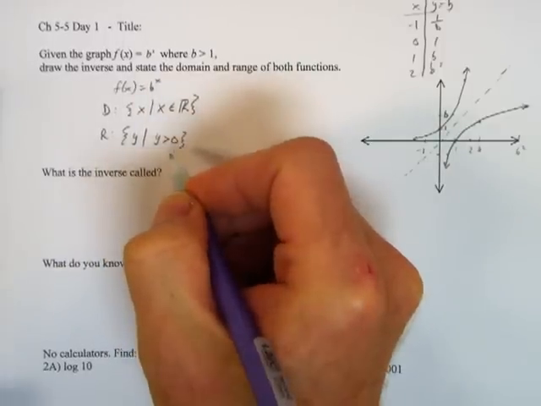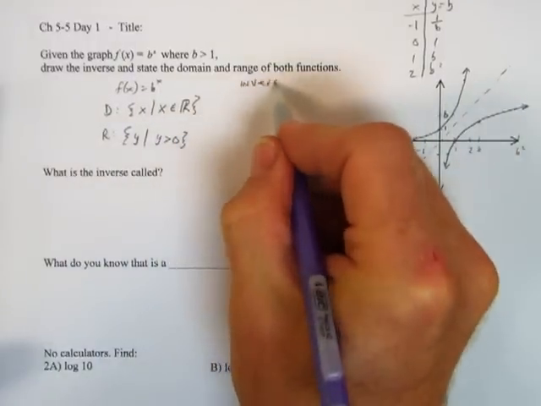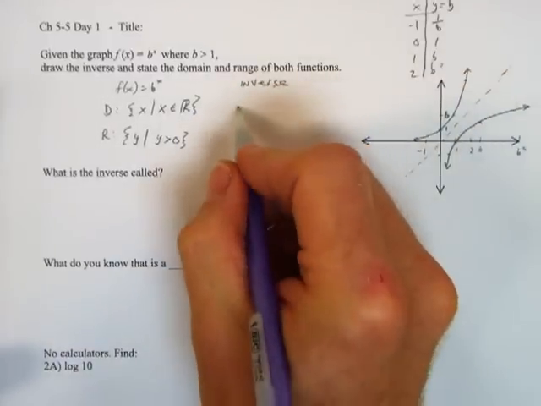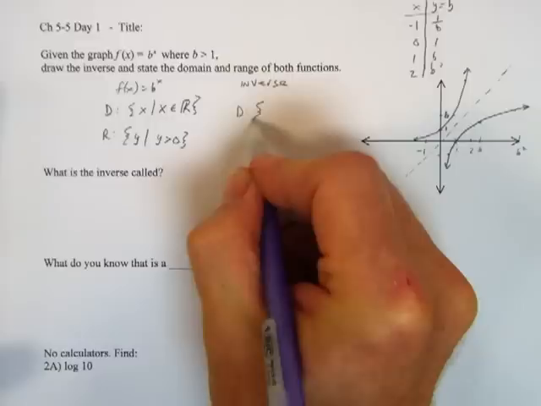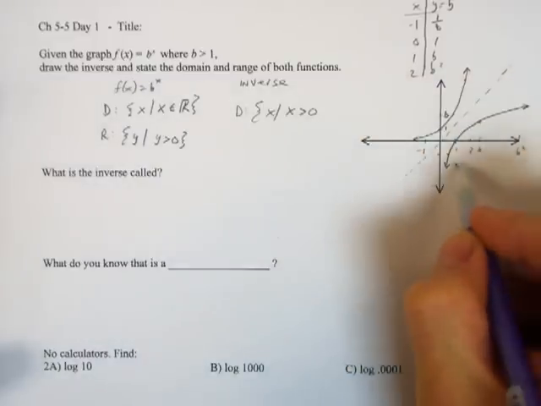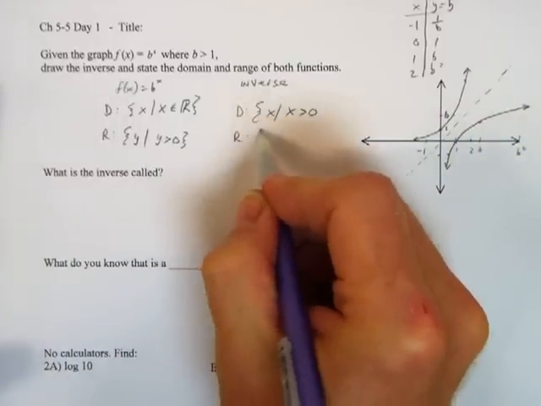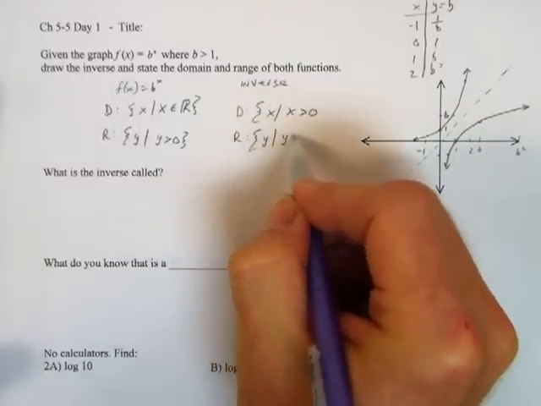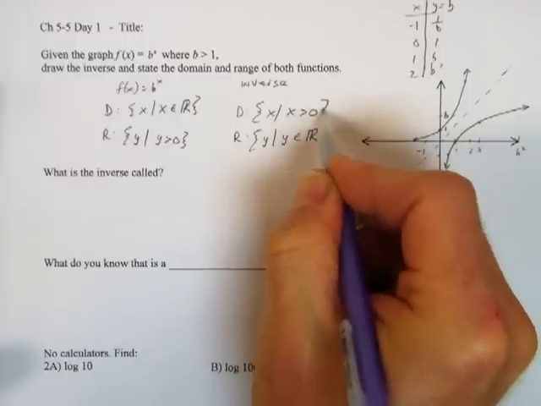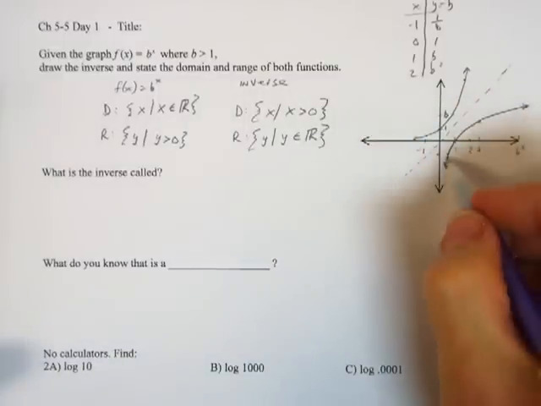Now what is the inverse? The inverse is going to be the exact opposite of those. And so the domain will be x such that x is greater than 0. And we can see that here. It's always on the positive side. And the range, though, will be all real numbers. And you can see that as well. This arrow is going up, up, up, and this arrow is going down, down, down.